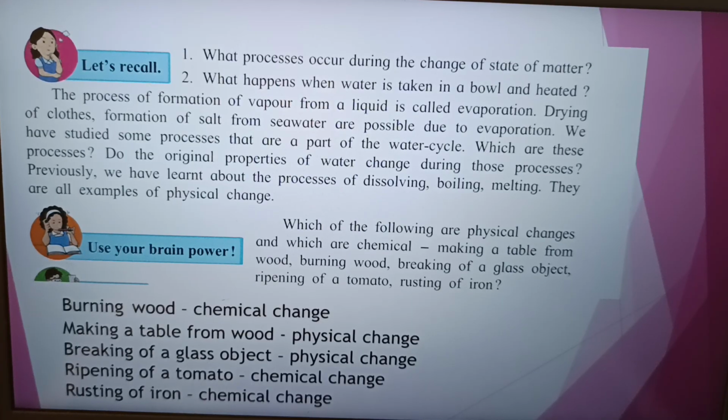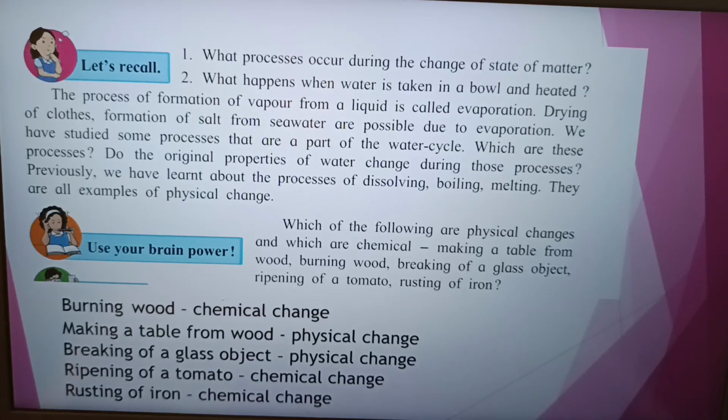Making a table from wood, there is no change in the wood. So this type of change is called physical change. Breaking of a glass object is a physical change, because there is no change in the glass itself. It remains the same. It is just changed into pieces. Ripening of a tomato is a chemical change. The whole composition changes as it turns from raw to ripe. So it is completely changed. This is called chemical change.